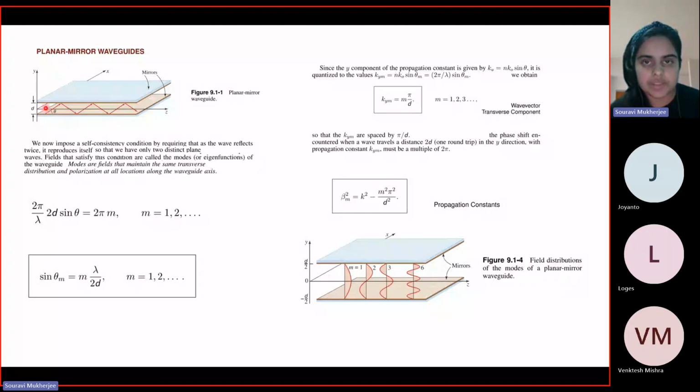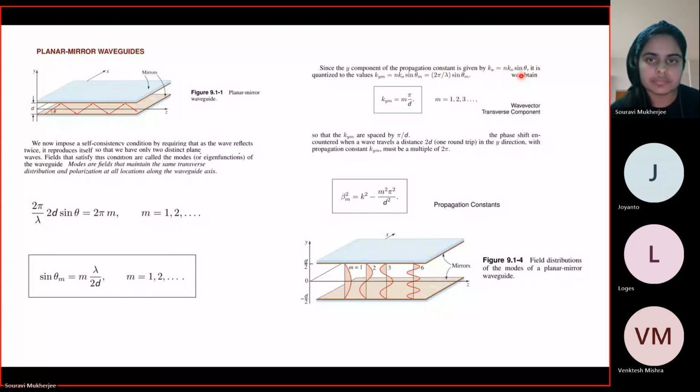So the y component of the propagation constant is given as n k naught sine theta. Why is this n coming in? The n is coming in because of the refractive index of your medium. In free space, the wave vector is k, but in a medium with refractive index n, your net k value will be n times k, right? And now you take the component in the y direction, so it's n k naught sine theta.